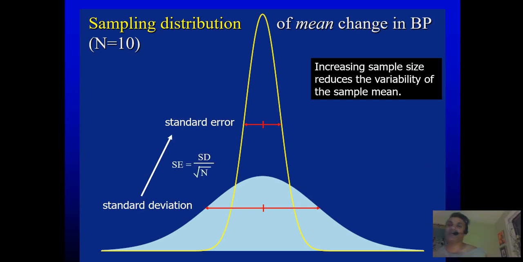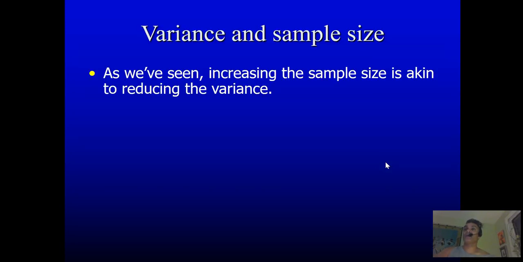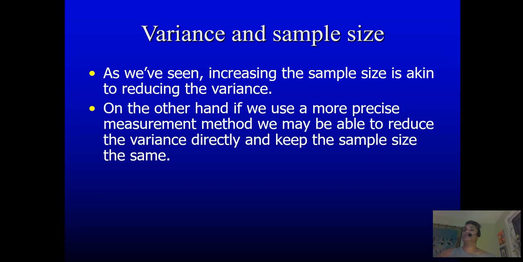And if you remember from earlier in the year, the standard error is the standard deviation divided by the square root of the number of people that I'm selecting. So as this n goes up, the error goes down. It gets smaller according to that formulation. Okay, so increasing the sample size is like reducing the variance.